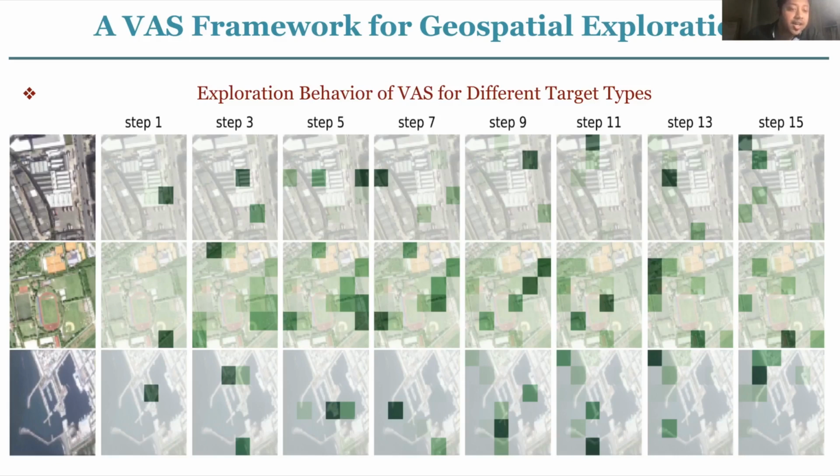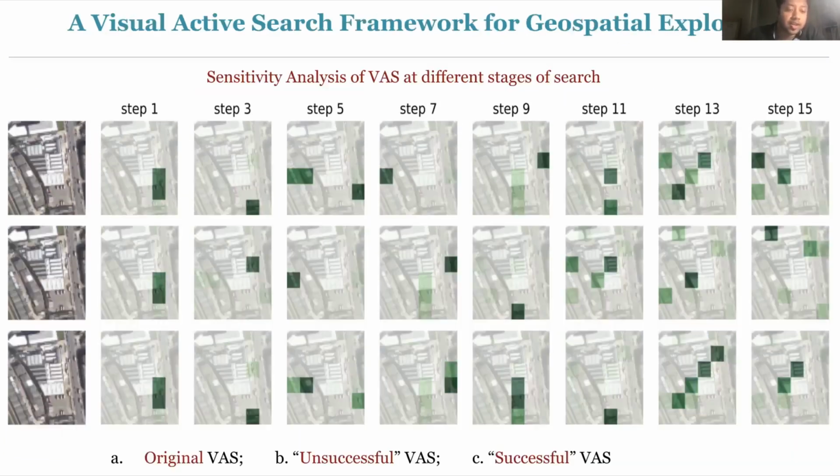We can see the exploitation behavior in this search strategy. For example, in the top row, VAS initially explores regions with different semantics such as rooftop, but later on focuses mostly on the road to discover regions that contain large vehicles.